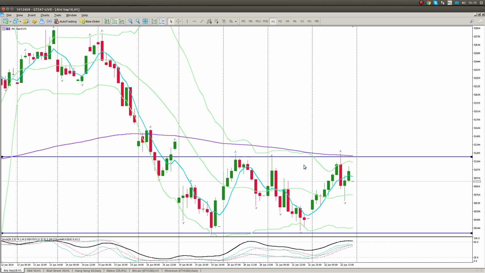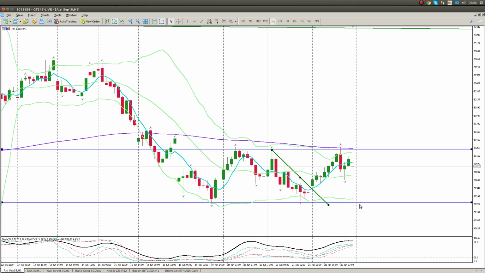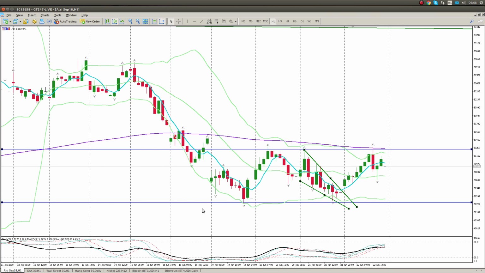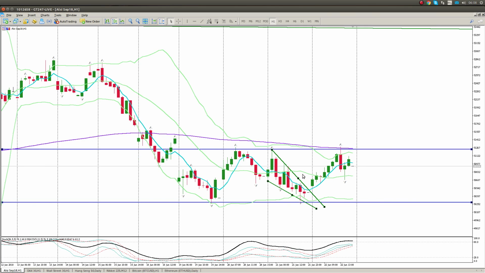Okay, so on the 1 hour, just a recap on Friday. Friday we had this falling wedge, which broke up, and our wedge target has been hit. First target would have been 50% of the height of the wedge, second target would have been the height of the wedge, which is right over there.